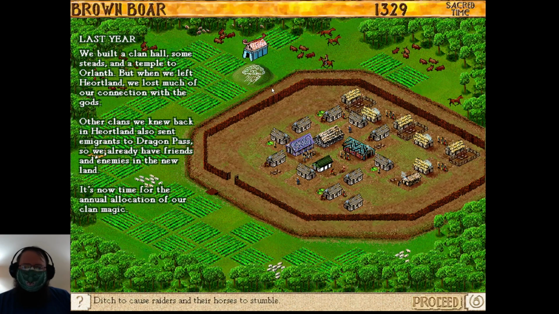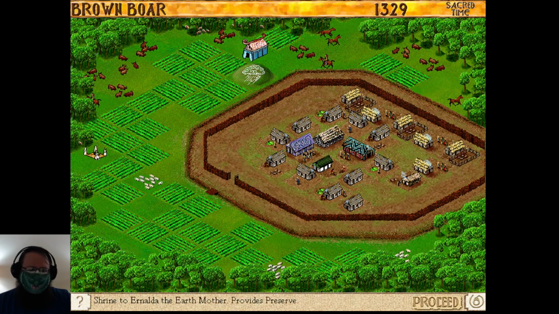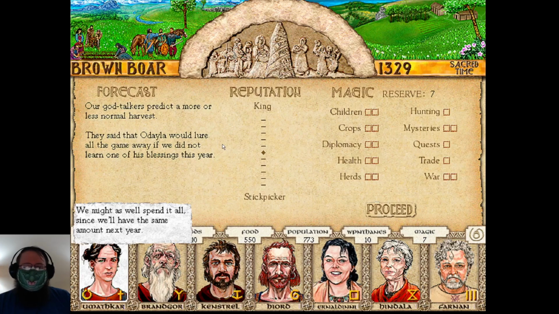This is literally just the forest where lots of pigs feed in the day. Shrine to Ernalda, the Earth Mother, provides preserve. Proceed. Here we go. Okay, let's see what we got.